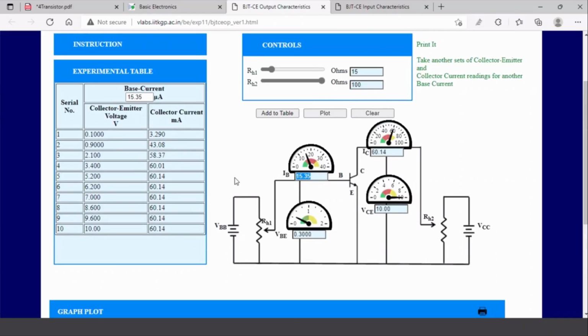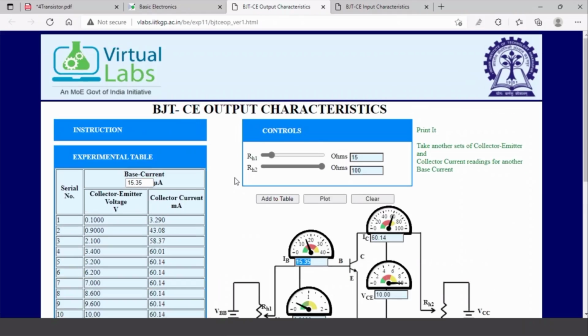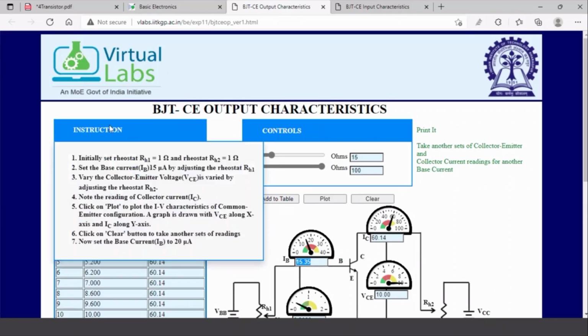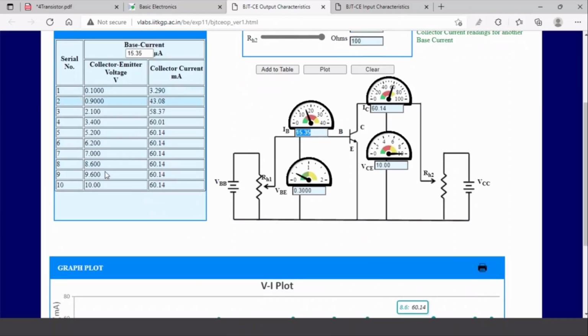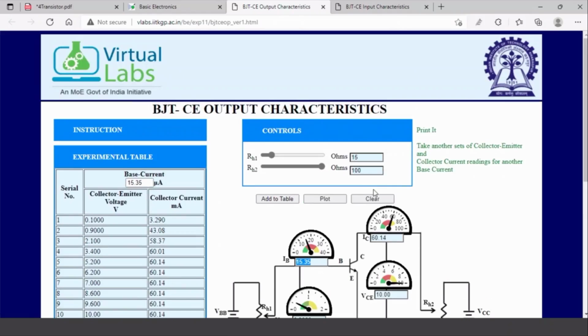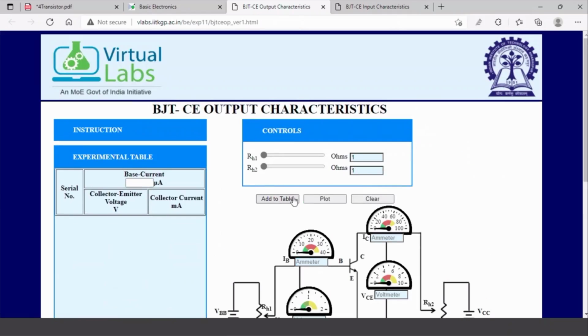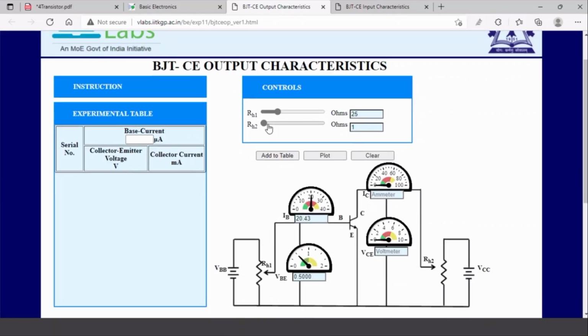Now this is just one curve. We have to get a family of curves. To get the family of curves, the last, seventh step is to change that current to 20 microamperes. Before that, having noted these values in the observation table, click on clear. Now vary the ammeter reading to make it 20 microamperes. So now it is 20.43. Make it 20.43, keep it fixed here. And now again vary the value of this resistance and get the readings between IC and VCE.